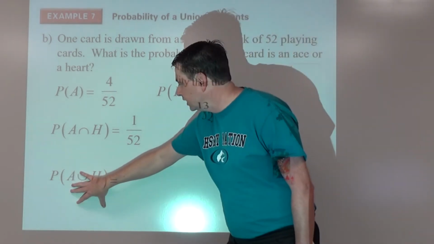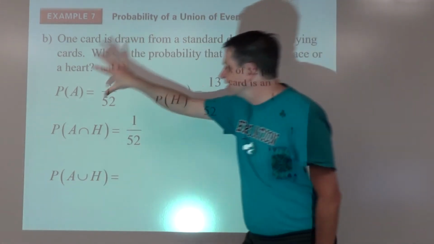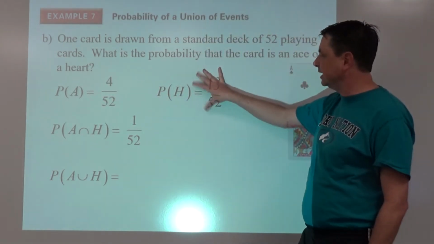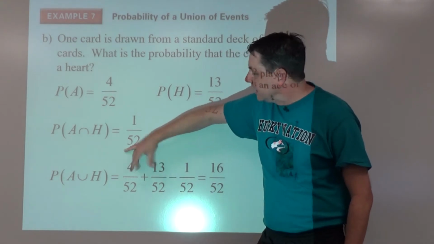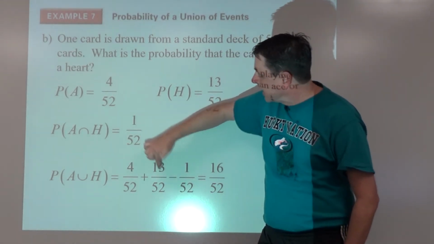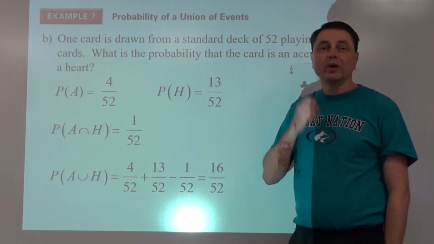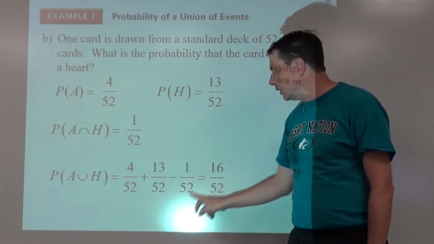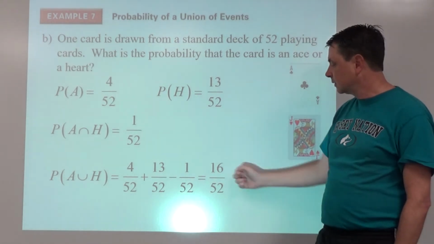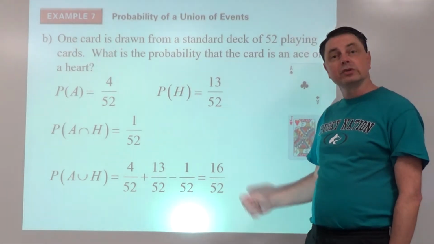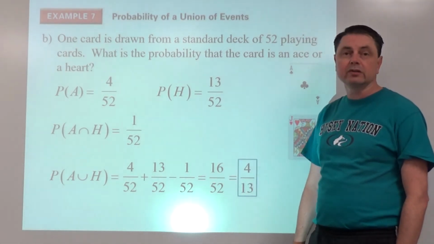So the probability of getting an ace or a heart is this plus this minus this. Because what happened in here is we counted the ace of hearts here and we counted the ace of hearts here. We counted it twice. That's why we have to subtract one out to remove that double count. And there's our answer. Well, let's reduce it. 4 out of 13.